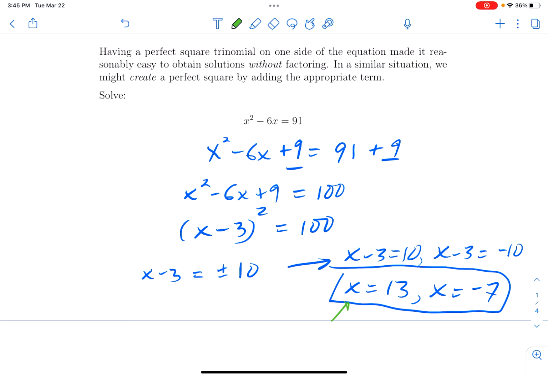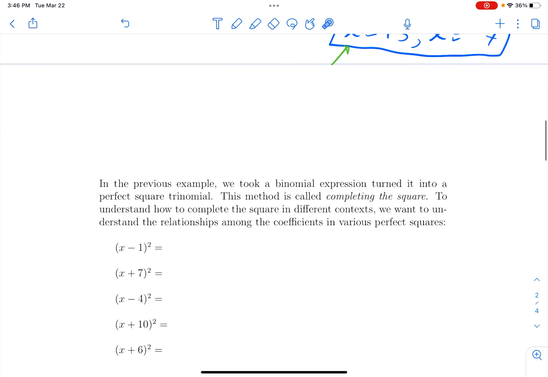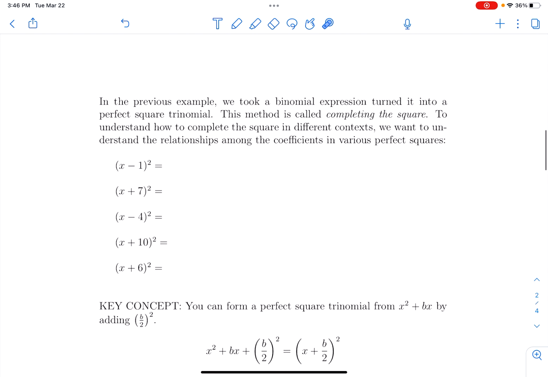So this is an example of completing the square. We added that 9 to each side of the equation, knowing that we would have a perfect square on the left, which makes things very easy. We didn't have a perfect square at the beginning, but we created one. That is called completing the square. Now, to get good at this, we want to notice some patterns in terms of what perfect squares look like.